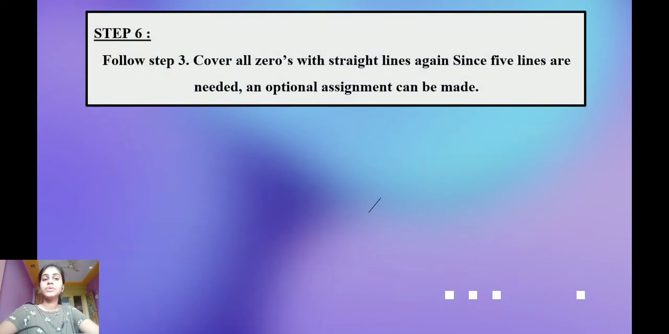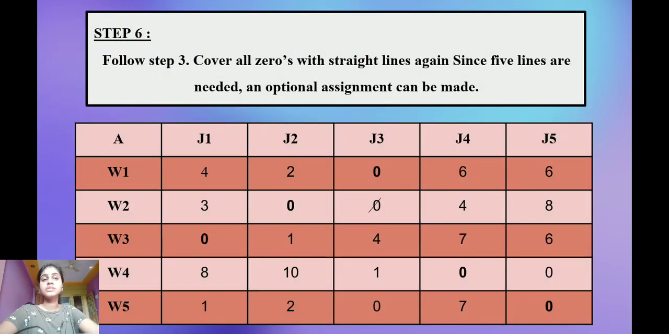And now we have to again make the lines. Cover all the zeros with the straight lines again. Since 5 lines are needed, an optimal assignment can be made. So the same process we have to do again.